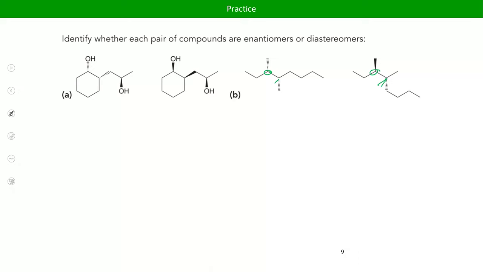I believe that this one's flipped and the second one is not, which would make it a diastereomer. This one, both stereocenters got flipped, which makes it an enantiomer.